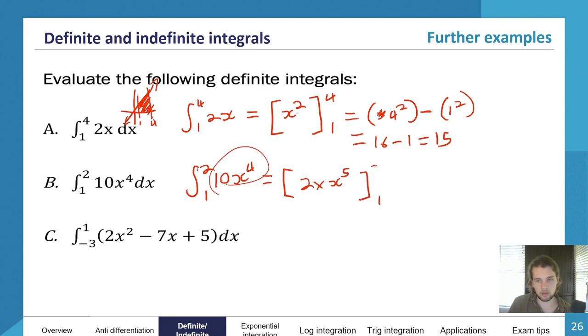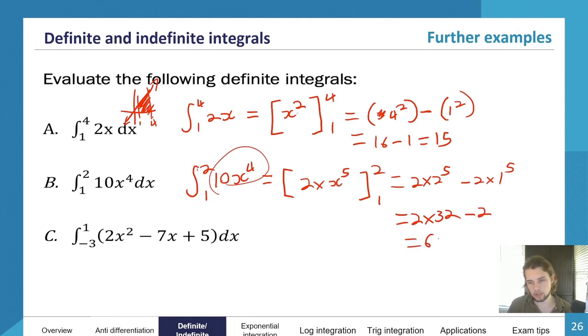Then we have our range, our domain, 1 to 2, is equal to 2 times 2 to the power of 5 minus 2 times 1 to the power of 5. So that's equal to 2 times 32, I believe, minus 2, which is equal to 62 all up.